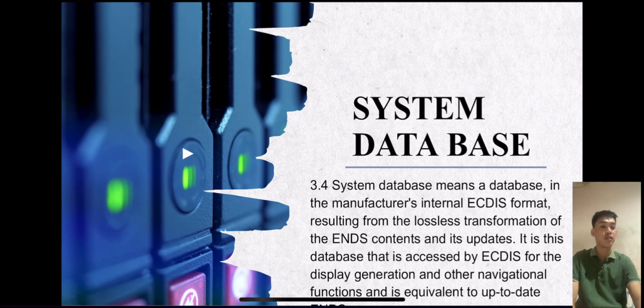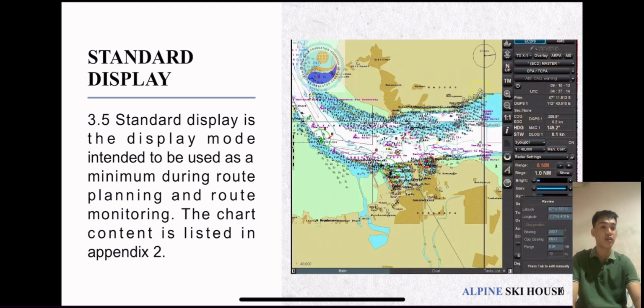Next is 3.5, Standardized Display. Standardized display is the display mode intended to be used as a minimum during route planning and route monitoring. The chart content is listed in Appendix 2. The standardized display mode is the minimum setting for route planning and monitoring, and the specific chart content is detailed in Appendix 2.